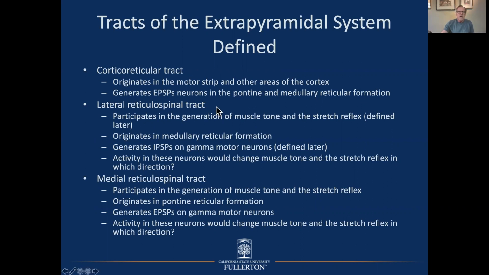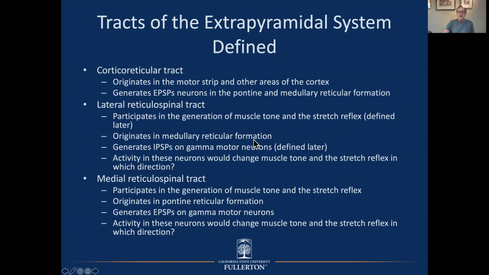Okay, so we're going to be looking at these three: the cortical reticulospinal tract, and the lateral reticulospinal tract, and the medial reticulospinal tract. Okay, going up here, cortical reticulospinal tract, it originates in the motor strip and in some other motor areas of the cortex. So it's not strictly the motor strip, but it's pretty close to it. And it generates EPSPs in both the pontine and the medullary reticular formation.